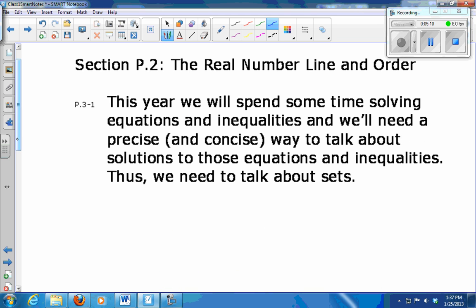All right, so moving on from modeling to the real number line. This year we're going to spend time talking about solving equations and inequalities, and we need a precise and concise way to talk about solutions to these things. So we're going to talk about sets.